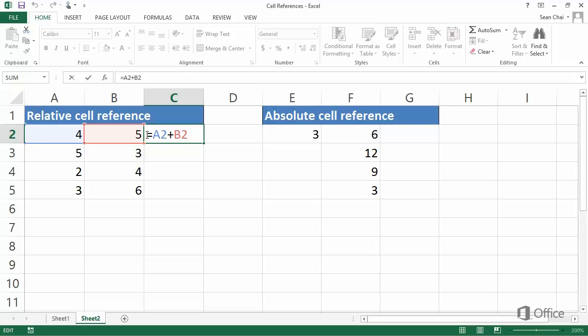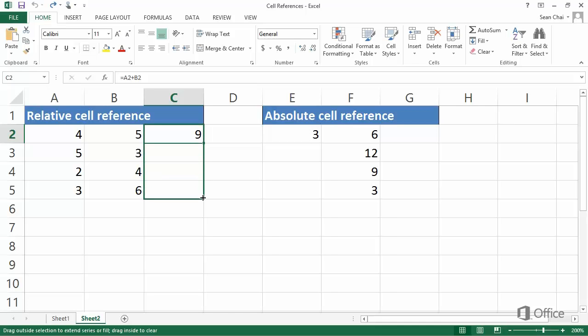To copy it, put the mouse pointer over the bottom right-hand corner of the cell until it's a black plus sign. Click and hold the left mouse button and drag the plus sign over the cells you want to fill. And the formula is copied into the other cells.